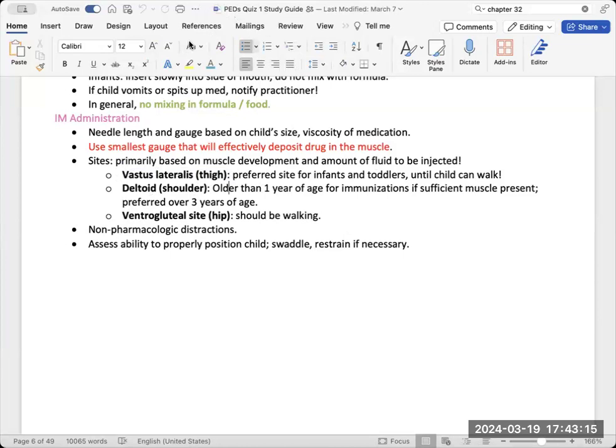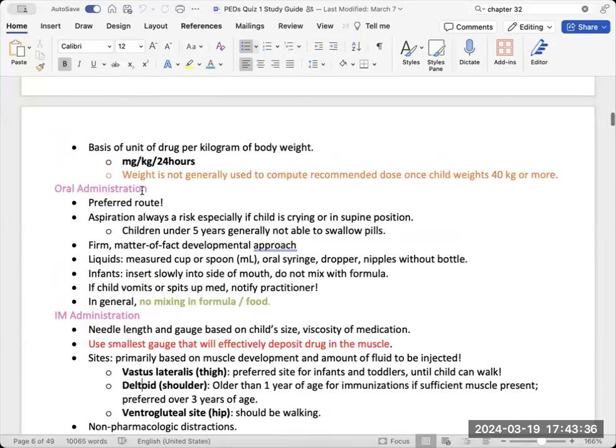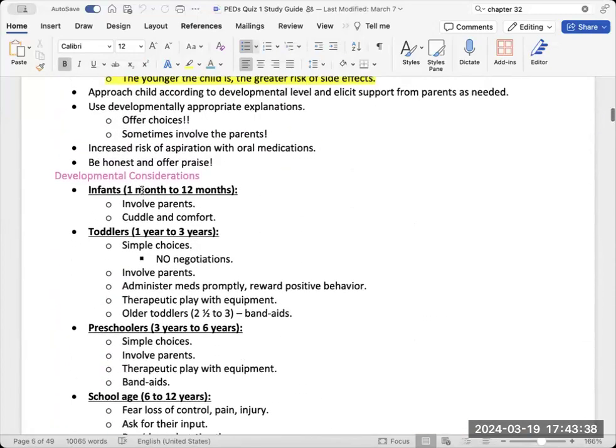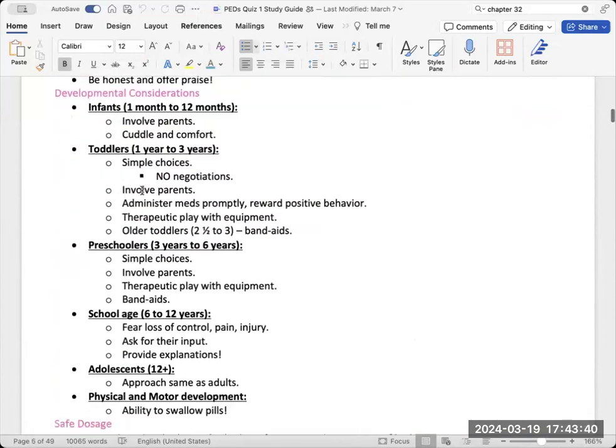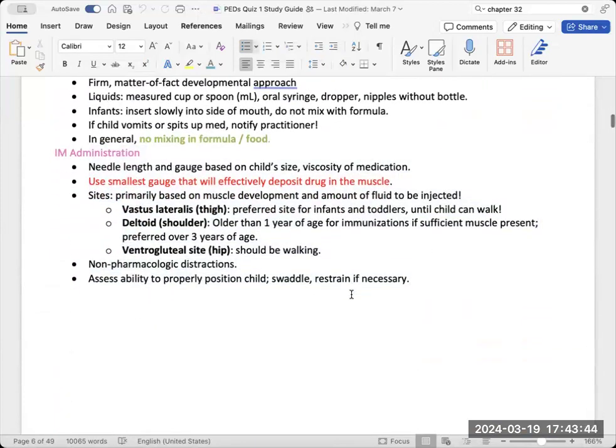The deltoid is when they're older than 1 year of age, such as for immunizations, if they have enough muscle mass present, and it's preferred for over 3 years of age. The ventrogluteal is another site, which is their hip, but they have to be walking to get this medication. Know these, know this, know this. Like I said, the few things that I've seen she asked about are more or less about their organ systems and especially how to do IM administration.